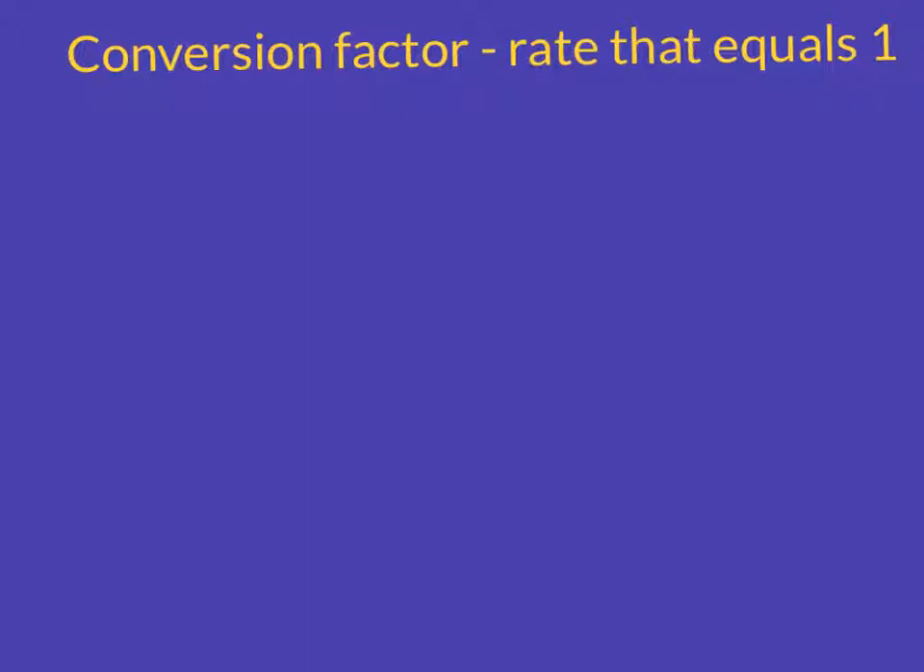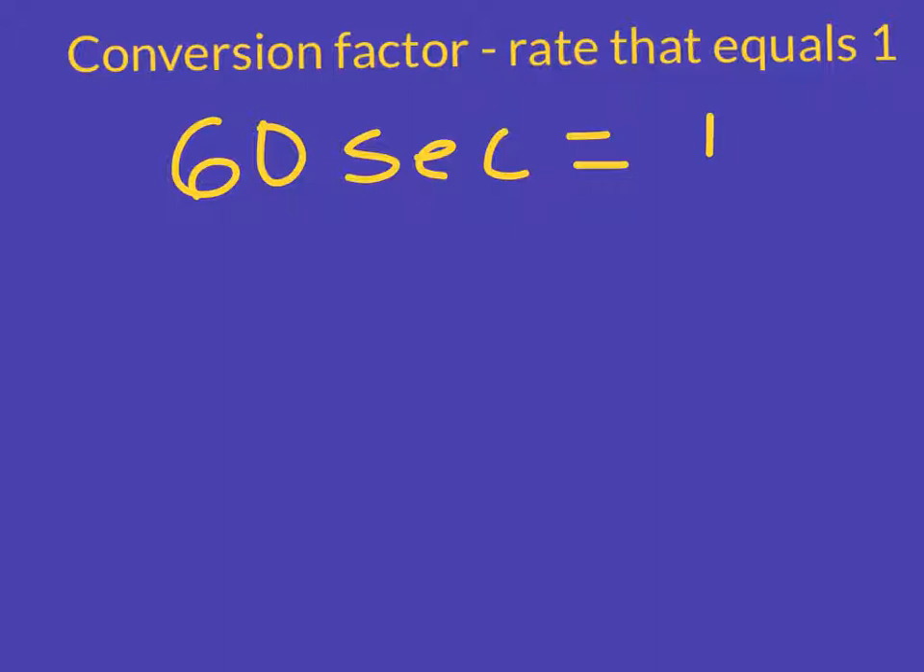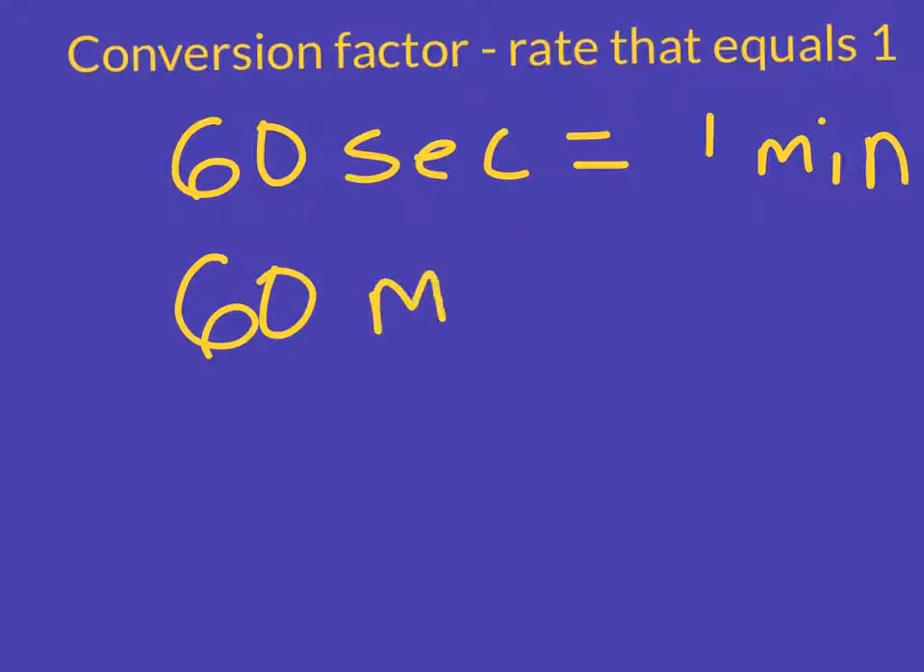Some easy conversion factors that you probably already know or should know by the 8th grade is that 60 seconds is equal to 1 minute. You should also know that 60 minutes is equal to 1 hour. Those are both conversion factors. Some other ones that we'll be using, you may or may not know already.